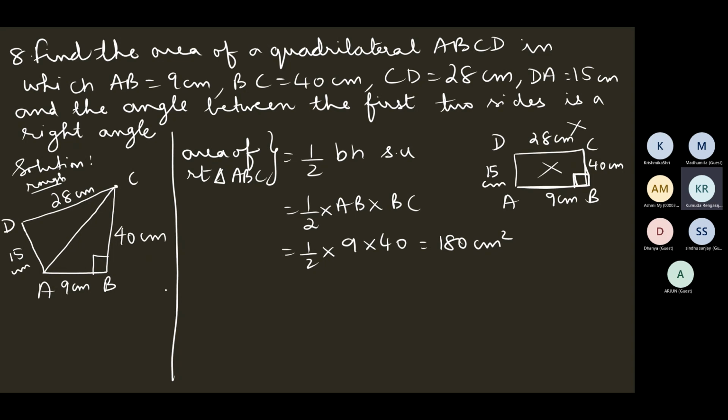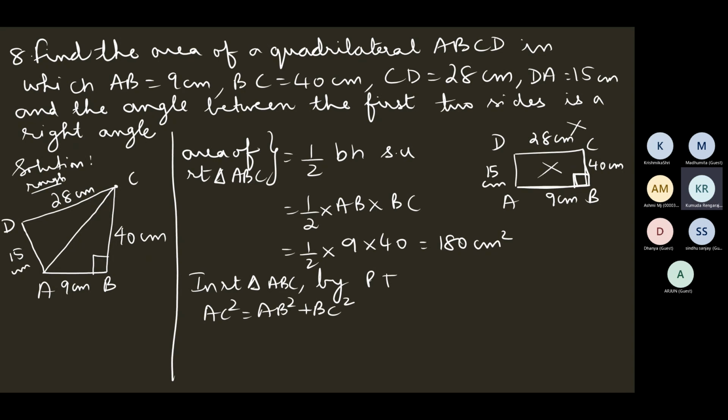Now we need to find the area of triangle ADC or ACD. For that we need to find AC. AC can be found using Pythagoras theorem. So in right triangle ABC, by Pythagoras theorem, AC square is equal to AB square plus BC square.